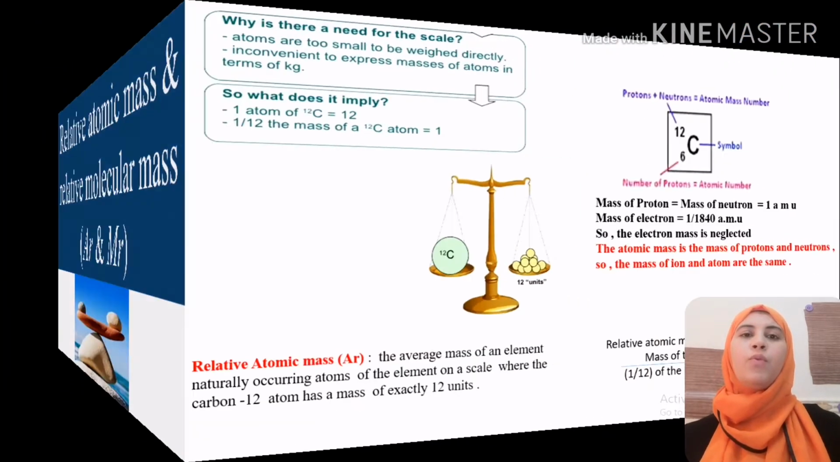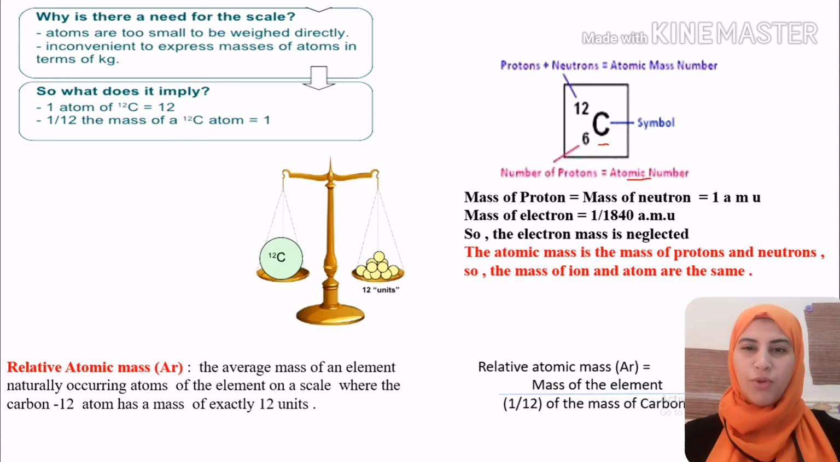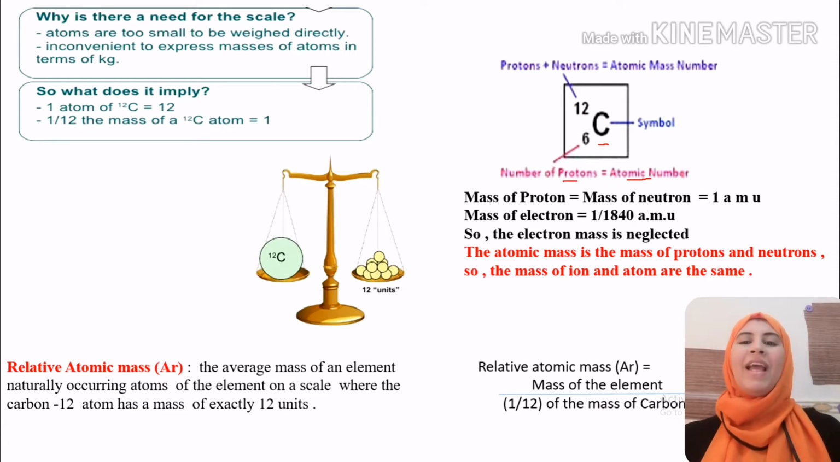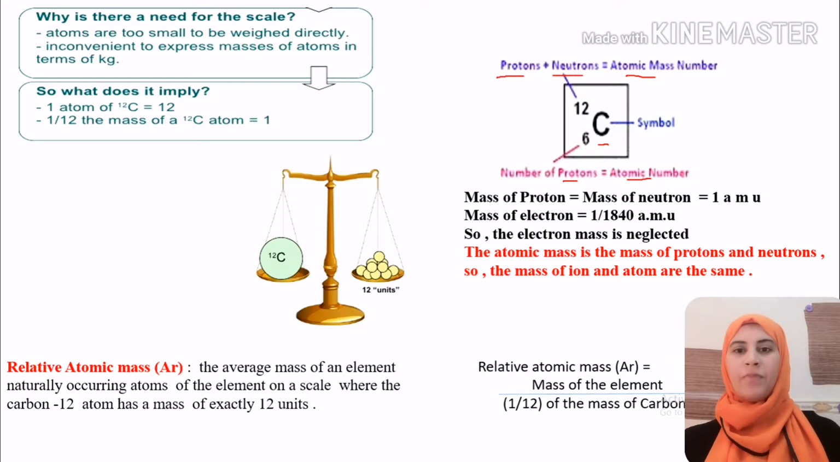At first, we studied before that any element is written in the periodic table as, for example, carbon 12, 6. Each element symbol is surrounded by two numbers. One of the numbers is the atomic number. Atomic number is the number of protons. And we have atomic mass number, it is the sum of proton number plus neutrons number.